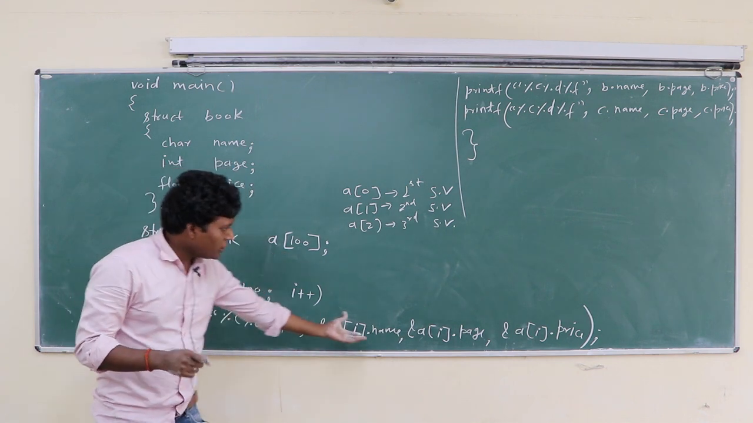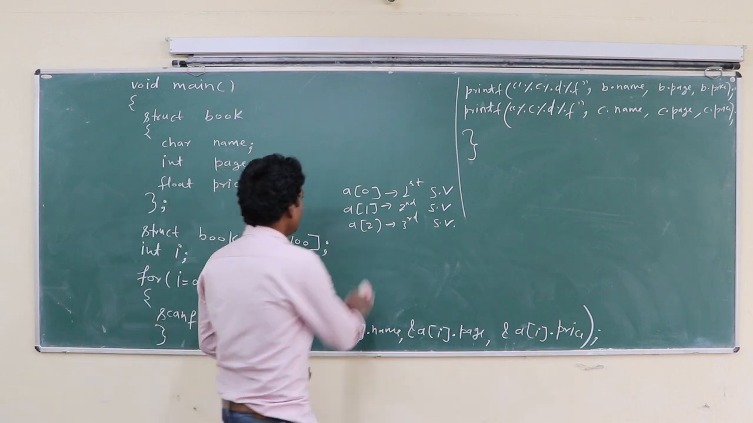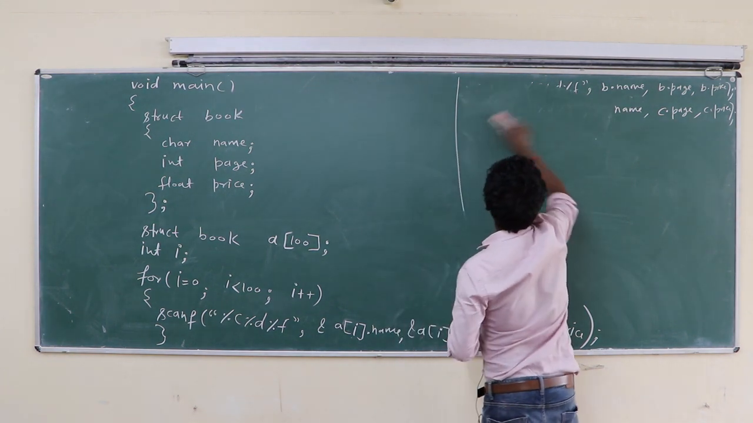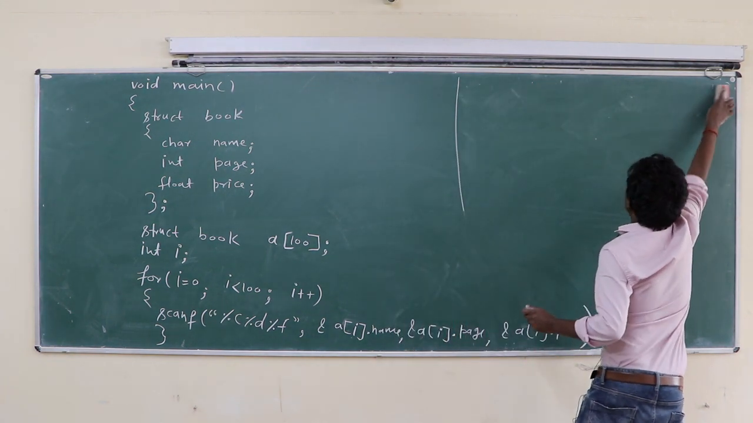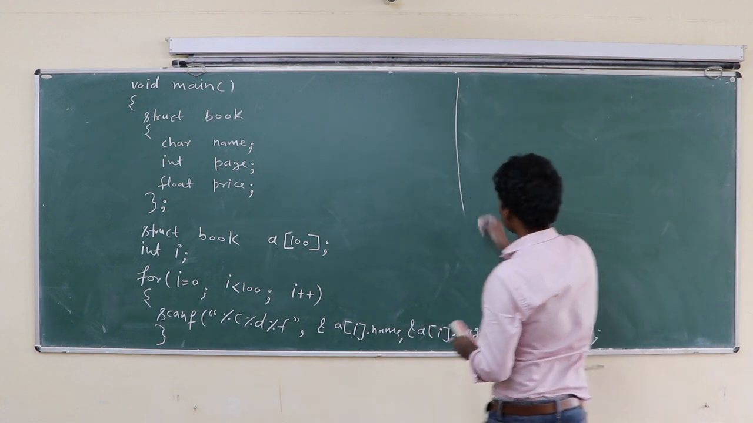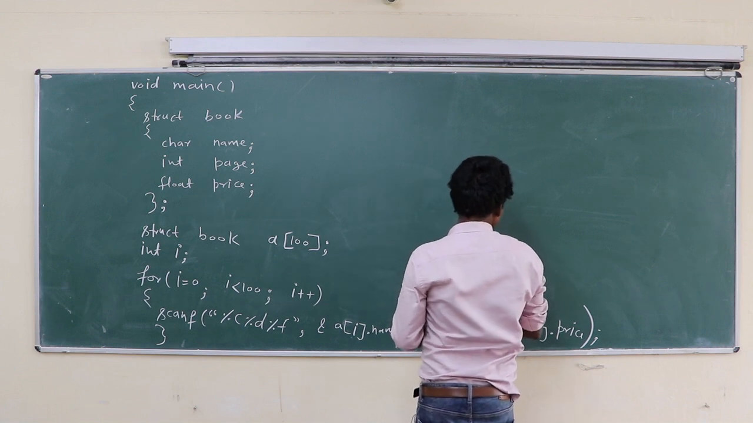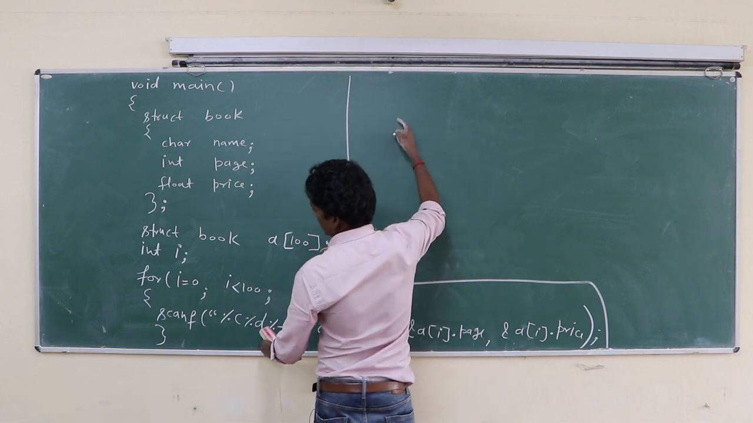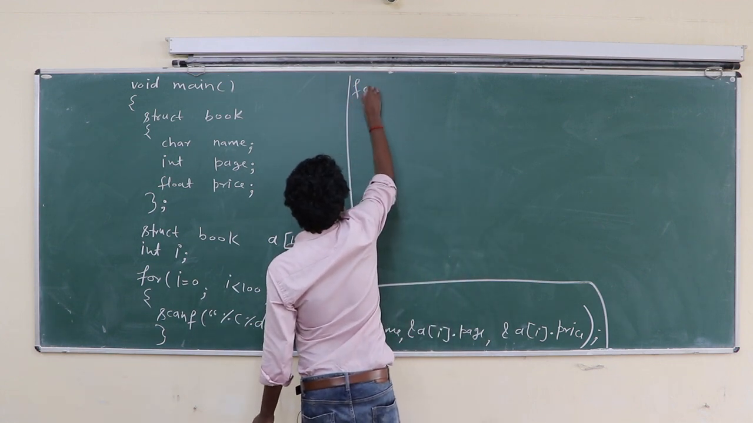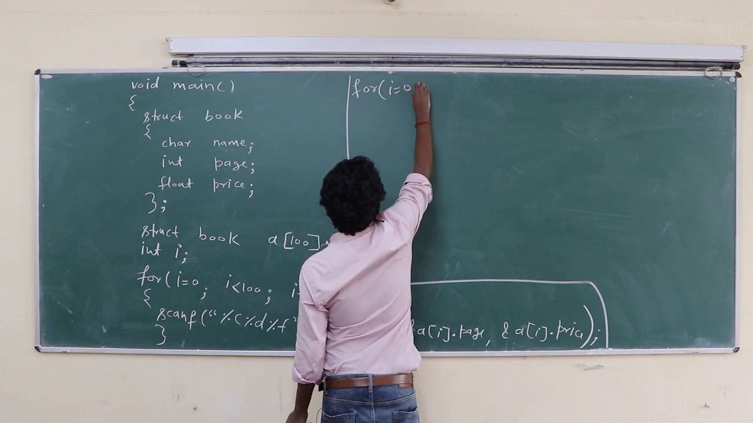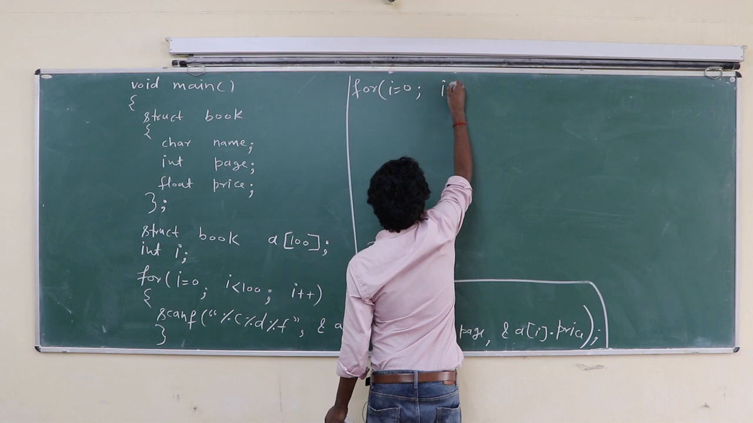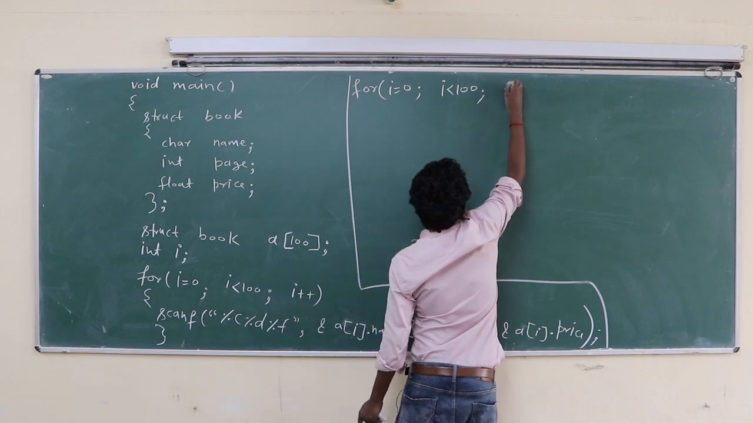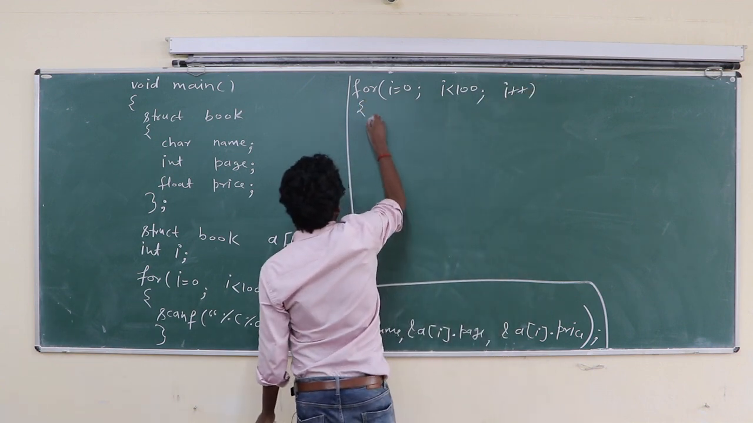Okay class? And in this way we input the structure elements one by one, and now we are going to print. After this line, for i equal to 0; i is less than 100; i plus plus, here is a printf.